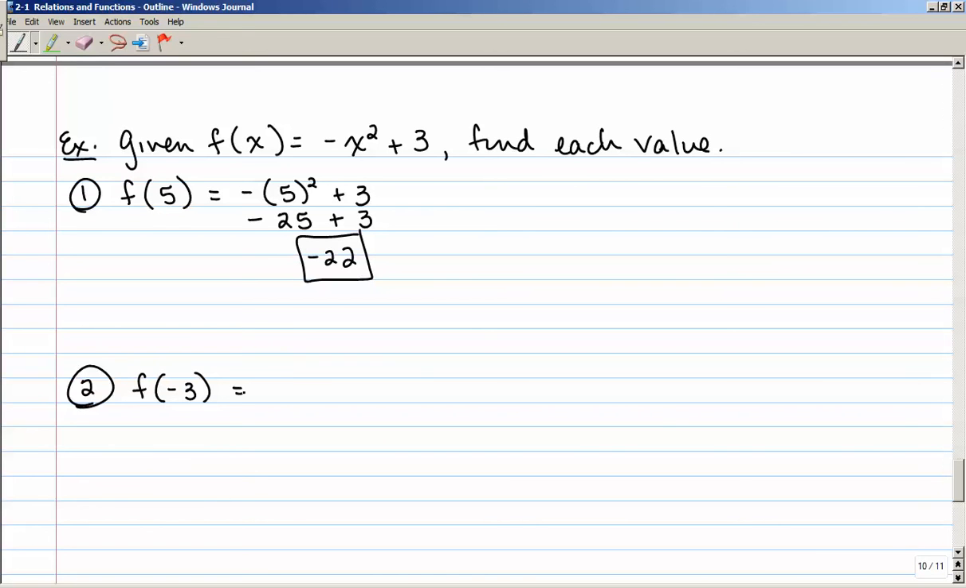Let's try another one here. F of -3. So I have negative, that negative stays out front there, but then my x is a -3 squared plus 3. Don't think that these negatives just cancel each other out and make a positive. It's going to be -3 squared, then take the opposite of that, and then add 3. So that's going to give me a -9, because -3 squared is 9, and there's my negative, plus 3 gives me a final answer of -6. So f of -3 is equal to -6.